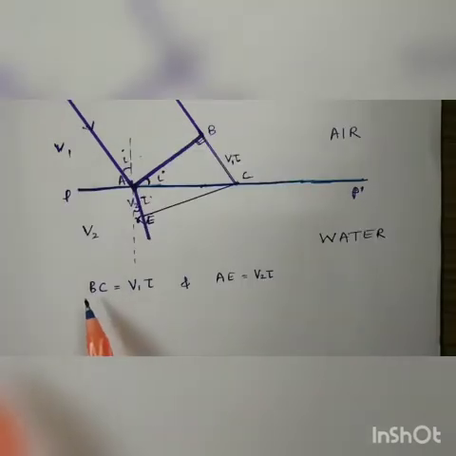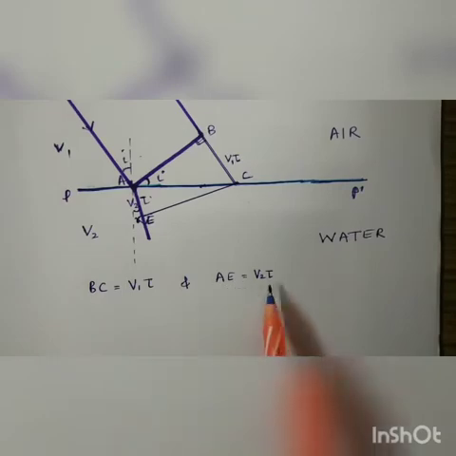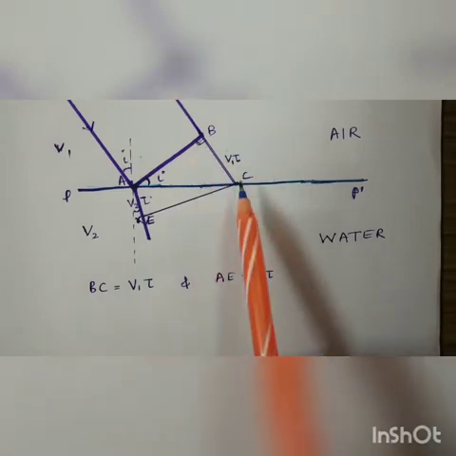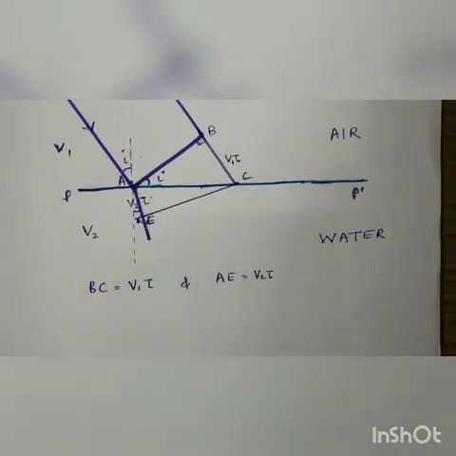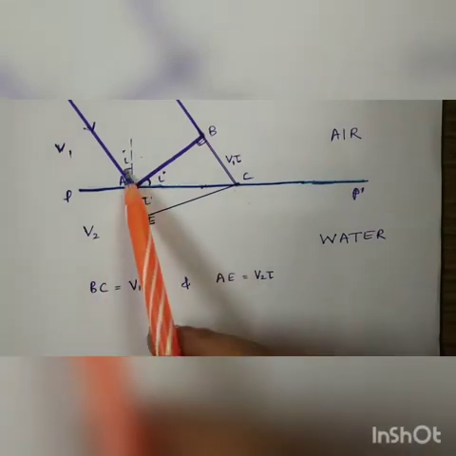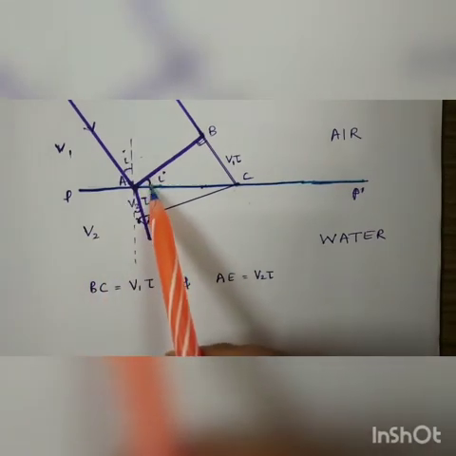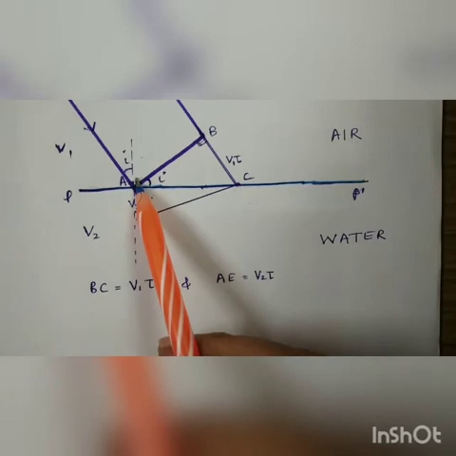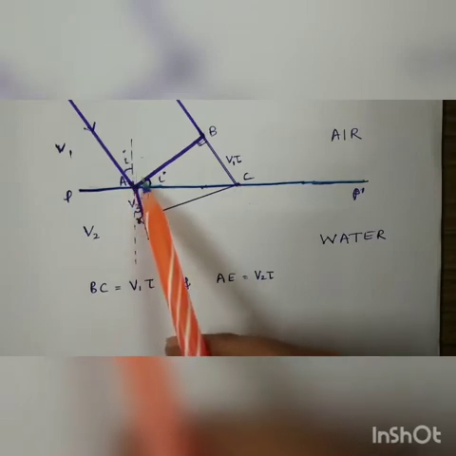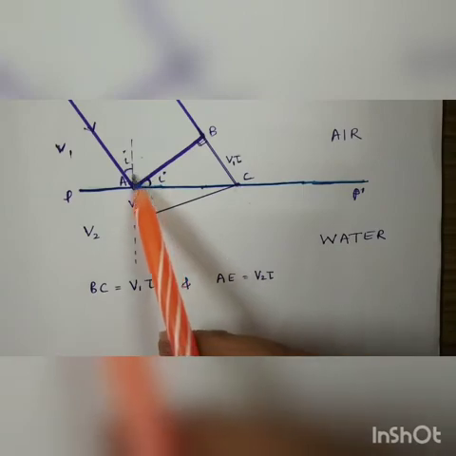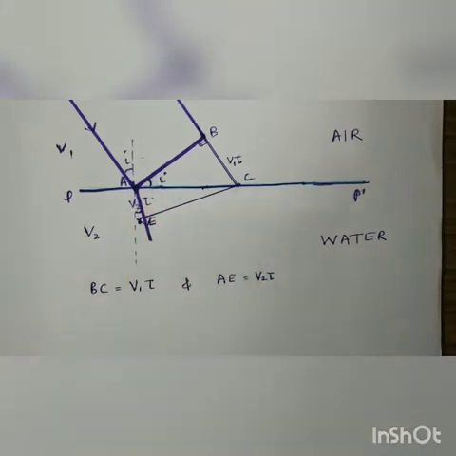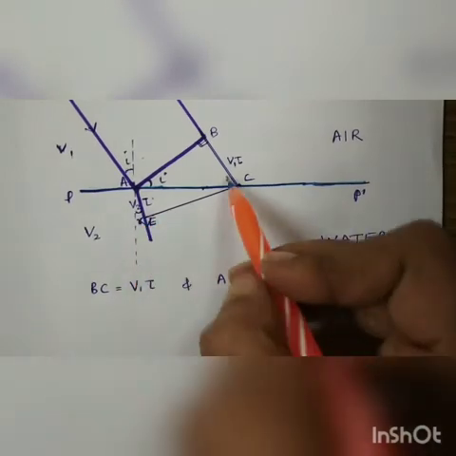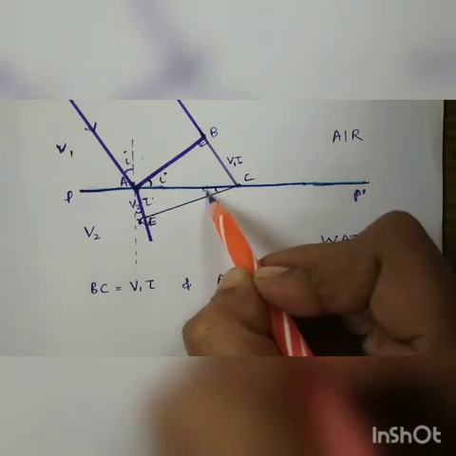So I told you BC is equal to V1 tau and AE is equal to V2 tau. What is tau? The time taken by the wavefront to reach here, and in the same time this point reaches here. Earlier I said that if this angle is I, this angle is also I. This is our angle of incidence. This angle is 90 degrees, this angle is 90 degrees, so how much is this? 90 minus I, and 90 minus 90 minus I, so you get I again. Similarly, this angle is R, the angle of refraction. If this angle is R, this angle is also R. Same principle.